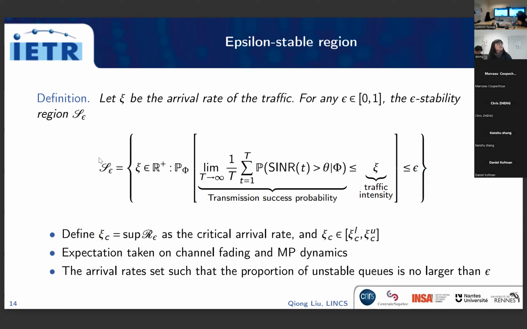And the epsilon stable region is the acceptable arrival rate to satisfy the inside condition here. We define the XCB, the supremum value of this region, as the critical arrival rate, and we define a lower and upper bound for this region. Here, the expectation is taken over the channel fading and the Markov process dynamics. The arrival rate set is where the proportion of unstable queues is not larger than epsilon.